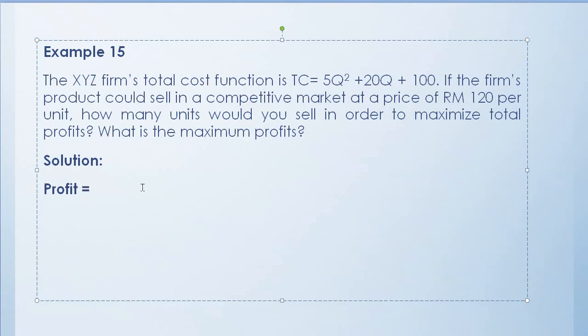equation for profit equals TR minus TC, where TR is equal to price multiplied by quantity, which is equal to 120q, and then total cost is given, so profit equals 120q minus the whole thing here.